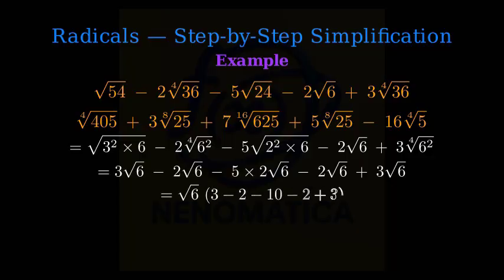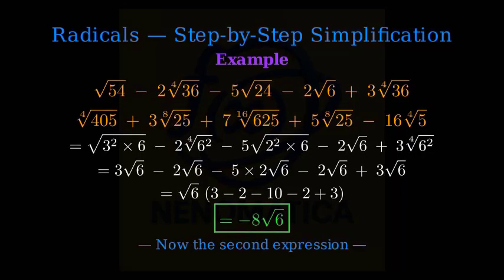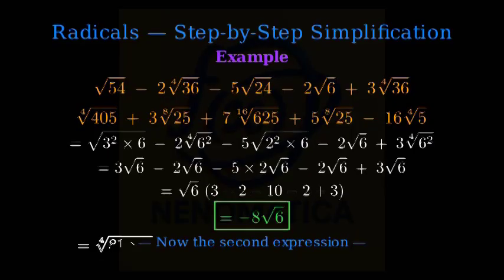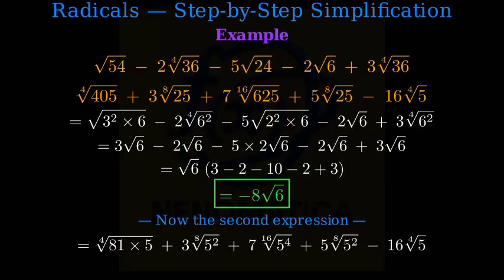Let's continue to part B. Again, expose perfect powers. 405 is 81 times 5. 25 is 5 squared. 625 is 5 to the 4th. Convert the fractional exponents. 8th root of 5 squared equals the 4th root of 5. 16th root of 5 to the 4th also equals the 4th root of 5. Also, 4th root of 81 times 5 becomes 4th root of 3 to the 4th times 5.